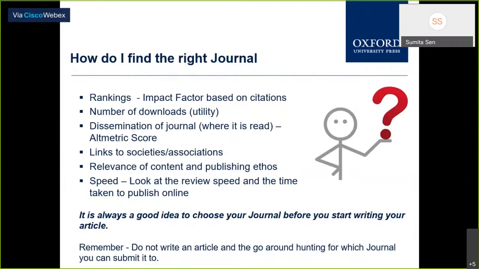I've had people say, you know, I'm interested in joining a society for astronomy. How do I go? So just click on the society and contact them. It's as simple as that. Read the relevance of content and publishing ethos. You might get that in the author guidelines, or you might see it in the About Information tab. The review speed you will be able to see in the author guidelines tab. You know how much time it will take to review the article.